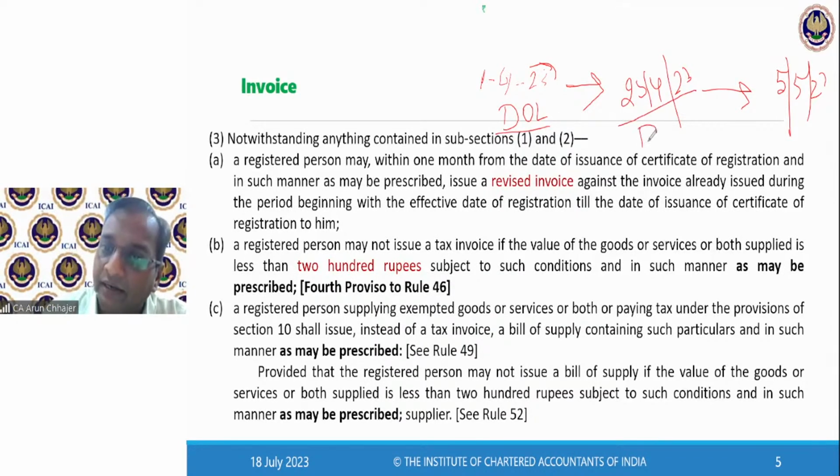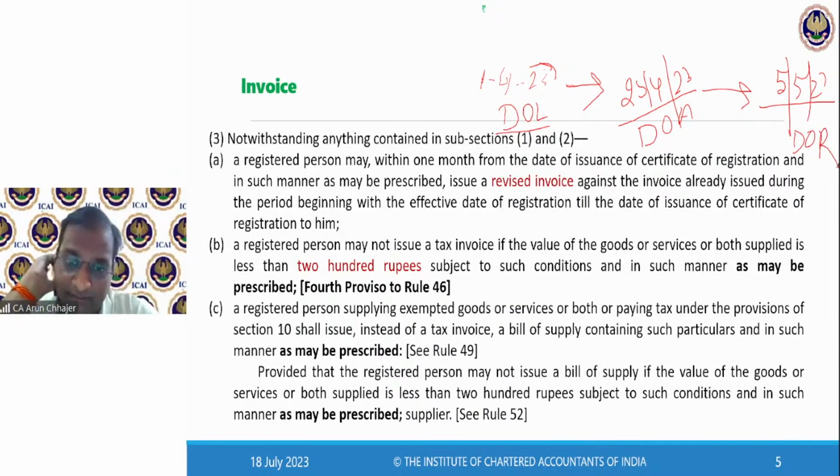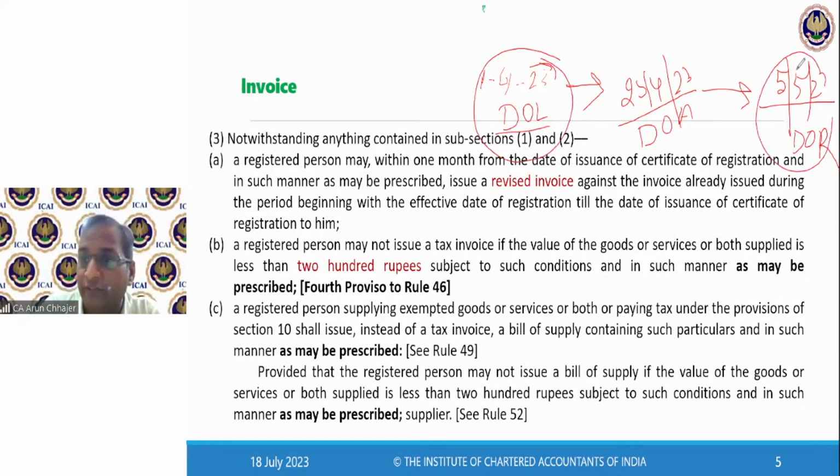25th April is the date of application and 5th of May is the date of registration. Then what is the revised invoice? Whatever the supply made by you or made by me from date of liability till date of registration, I am required to issue the revised invoice within 1 month.